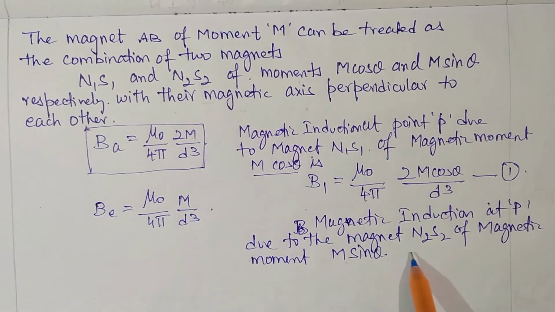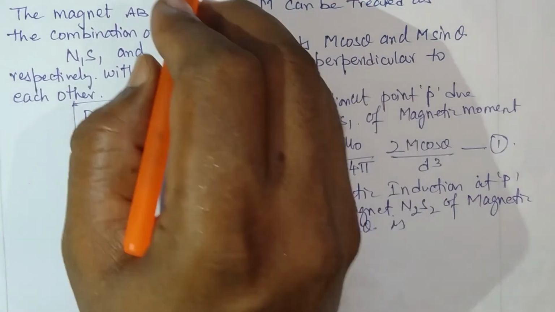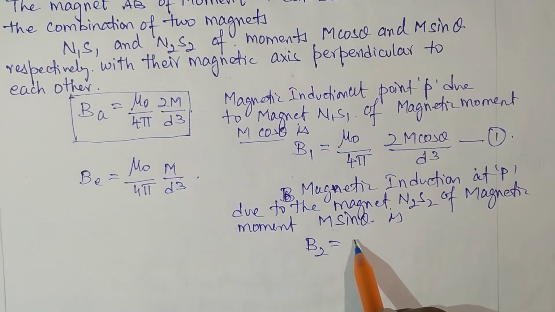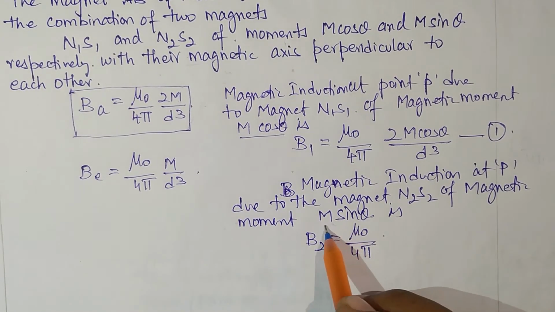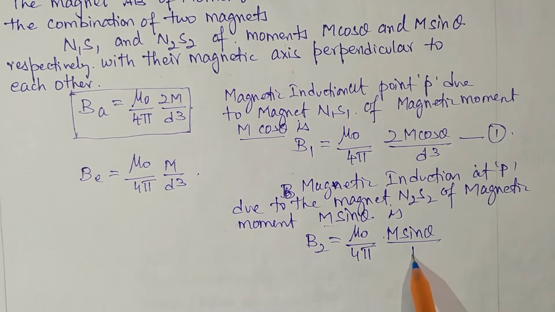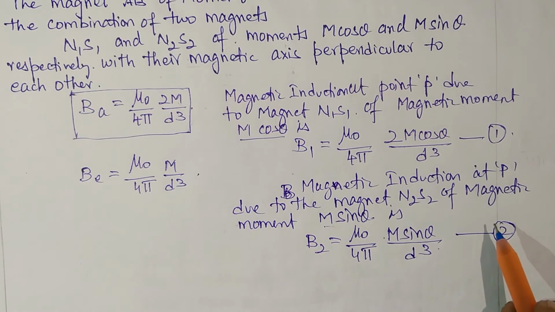For the second magnet, B2 is equal to, because the magnetic moment is on the equatorial line, mu naught by 4 pi m. So instead of m, I will write m sin theta by d cube. So this is our second equation.